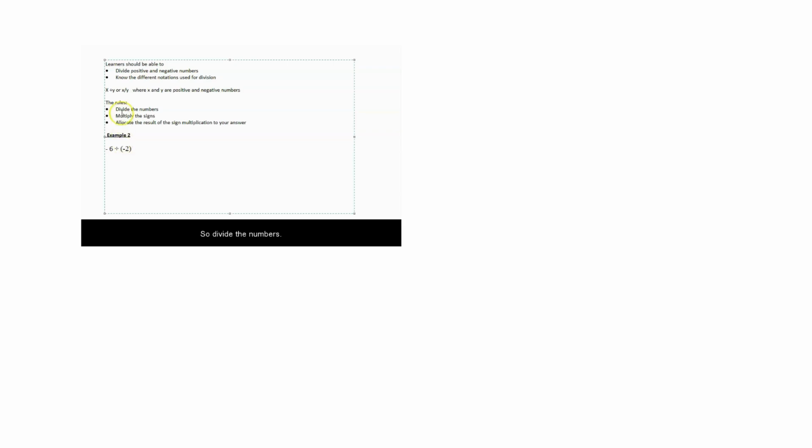So divide the numbers. 6 divided by 2 gives us 3. Multiply the signs. Minus multiplied by minus gives a plus. Now assign the plus to your answer, which is 3. Plus 3, or you can write simply 3.